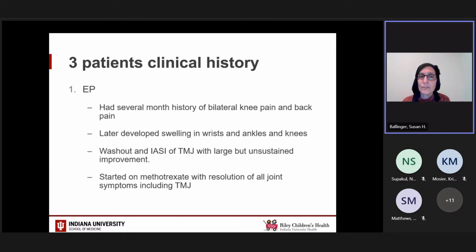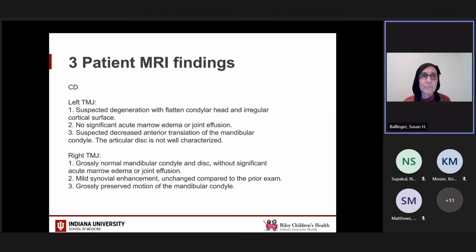Dr. Matthews did a washout and intra-articular steroid injection of her TMJ, and she had a significant but unsustained improvement. Basically, she felt better for about 2 to 3 weeks after the procedure, but then started having joint pain again. So we started her on methotrexate with resolution of all her joint symptoms, including her TMJ, and including some of the joints that were not swollen, but were painful. She's recently had an increase in her pain, so we've increased her medication again.